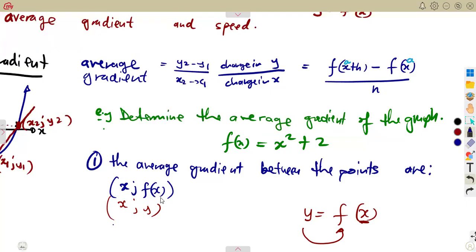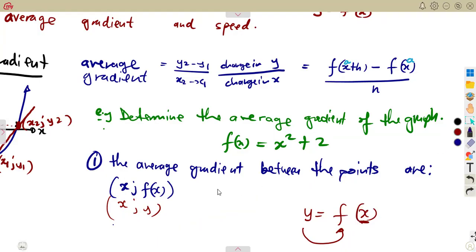You must know where they are taking this f of x. Remember, if you substitute a 2 here, it means f of 2. In place of x, you're going to substitute a 2. So when you are given x, it means we substitute x as it is. So that is f of x, which represents y.